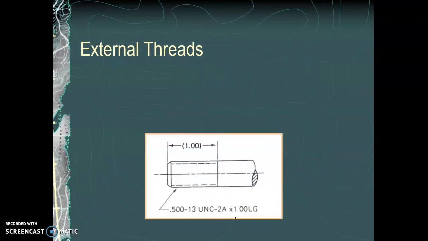So again, we see the specification here indicating the major diameter. So this would have a diameter of 0.5, 0.500. 13 UNC, 13 is the TPI, threads per inch. UNC is the form and series course. And 2A, so 2 class of fit. A means external threads, and it indicates the length of those threads along the fastener as well.